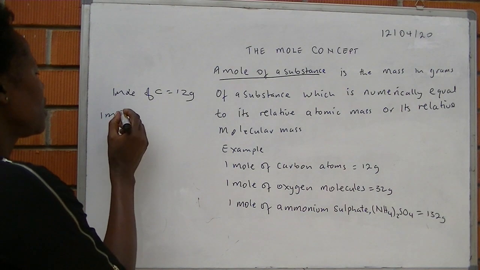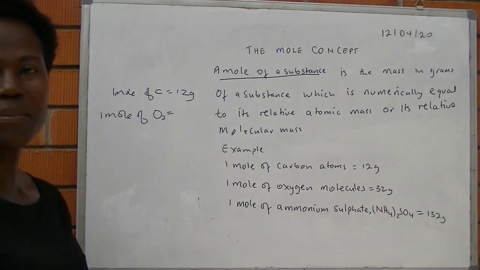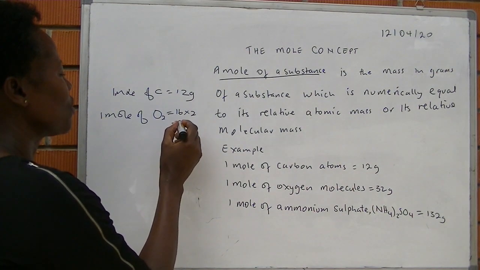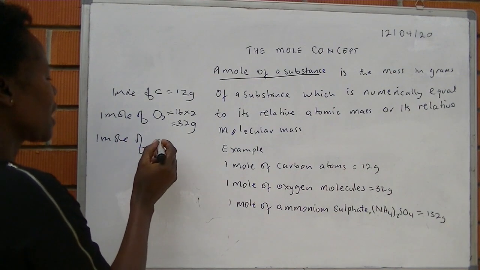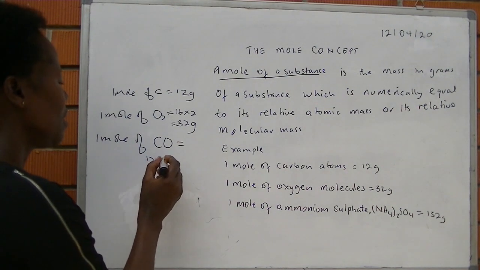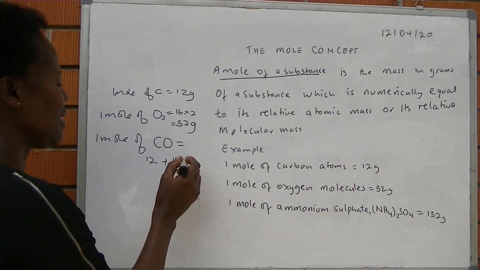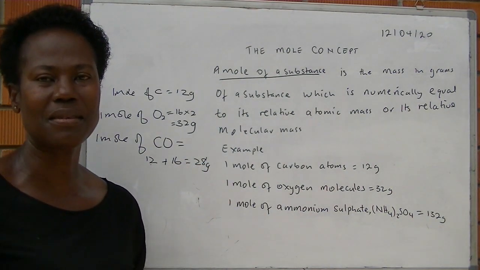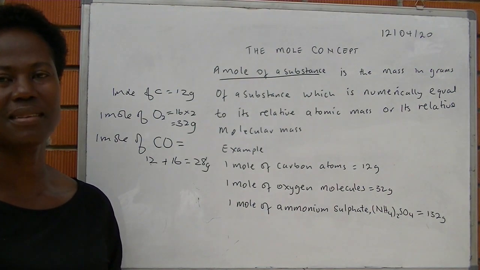One mole of oxygen molecule: the atomic mass of oxygen is 16, so it is 16 times 2, which is equal to 32 grams. One mole of carbon monoxide molecule: remember carbon is 12, plus oxygen, which is 16. 12 plus 16 is equal to 28 grams. So a mole of any substance is numerically equal to the relative atomic mass of that substance.